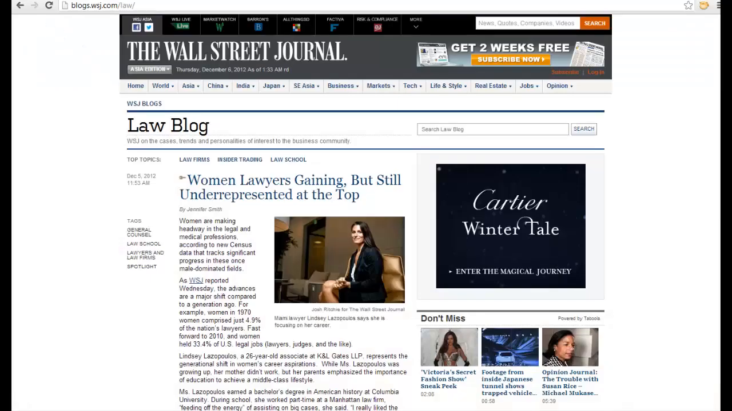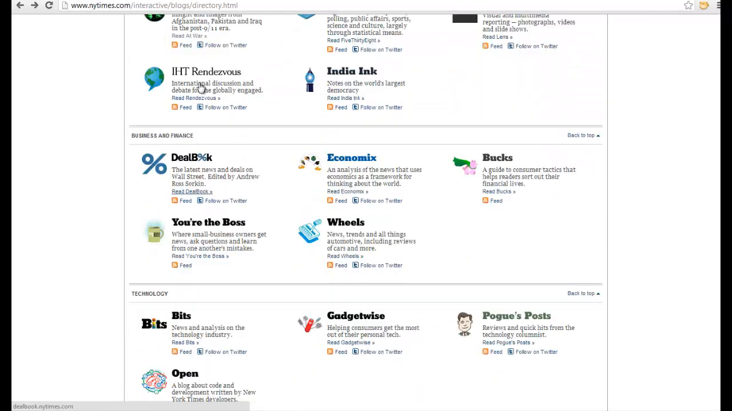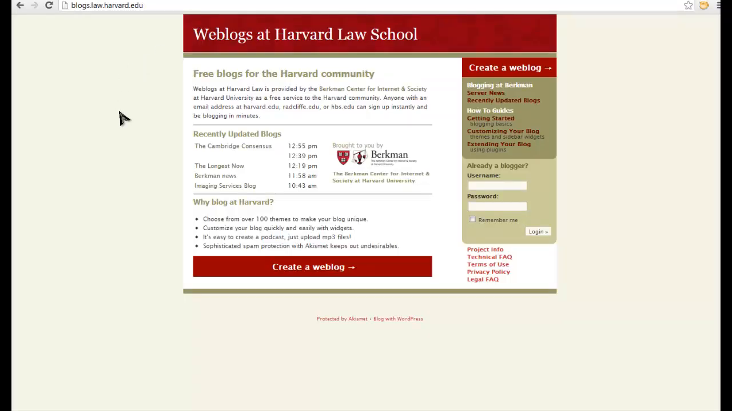The second example we have here is Law Blog at Wall Street Journal. It is also powered by WordPress multi-site. Then all the blogs at New York Times, you see all the list of all the blogs. They are powered by WordPress multi-site. And finally, we have Law Blog at Harvard.edu. This one is also powered by WordPress multi-site. Basically, these guys let their students create a free blog at Harvard.edu, and it's also powered by WordPress multi-site installation.